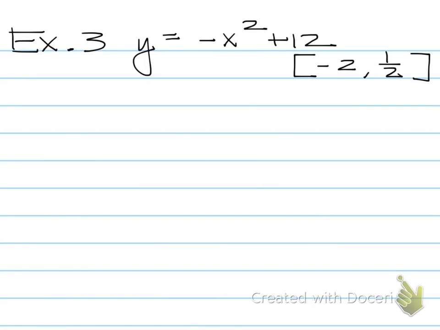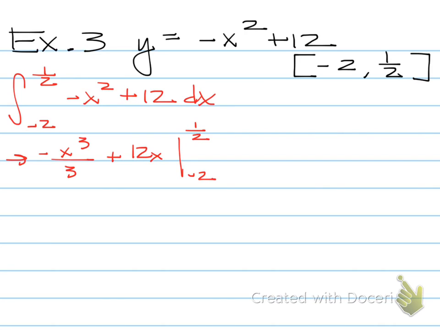And the same for this function. We want to find the exact area under the curve by using integrals. And we're going to evaluate it from -2 to 1/2. So we start by finding the antiderivative of the function, which is going to be -x cubed over 3 plus 12x. And then we're going to evaluate it at 1/2 minus its value at -2.